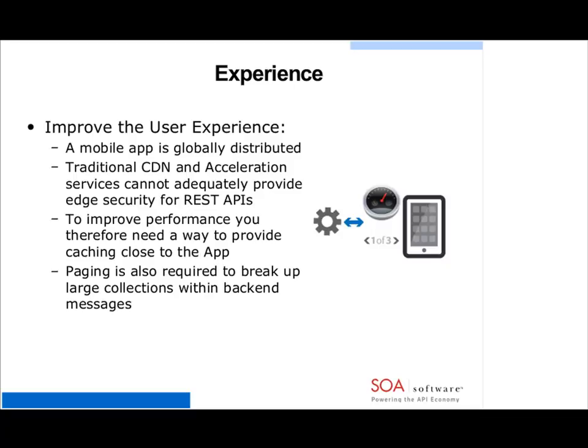So caching close to the edge, caching close to the mobile application, security close to the mobile application, and paging as a layer between the API and the back-end systems. These are very, very important things that you need to basically support a good and fast mobile experience. And this comes back to how quickly can you get that app adopted, which fundamentally affects the API design at the end of the day.